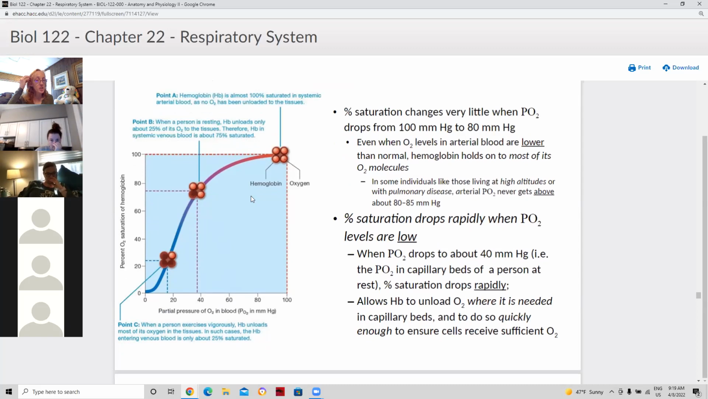Percent saturation is going to drop rapidly when the partial pressure of oxygen is low. When it's about 40 millimeters of mercury, the partial pressure of oxygen in the capillary beds is going to drop extremely rapidly. Oxygen is going to be easily released, allowing hemoglobin to unload the oxygen where it's needed in the capillary beds, and to do so quickly to ensure that the cells are receiving enough oxygen.